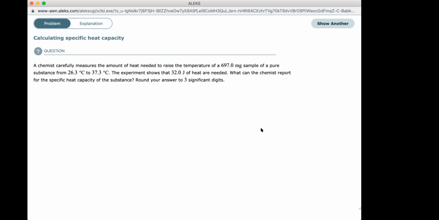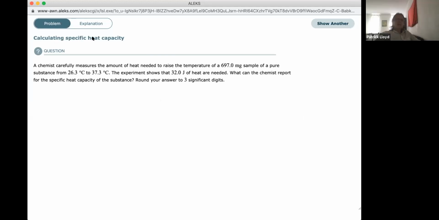So there's the first Alex problem. It says calculating the specific heat capacity. So let's talk about specific heat capacity. Before I give you a little mini lecture on that, let's just look at this question and look at the kind of information it's giving. A chemist carefully measures the amount of heat, right? So heat, Q is heat, needed to raise the temperature of a 697.0 milligram sample of a pure substance. So they're not telling us what it is. It's a pure substance though.